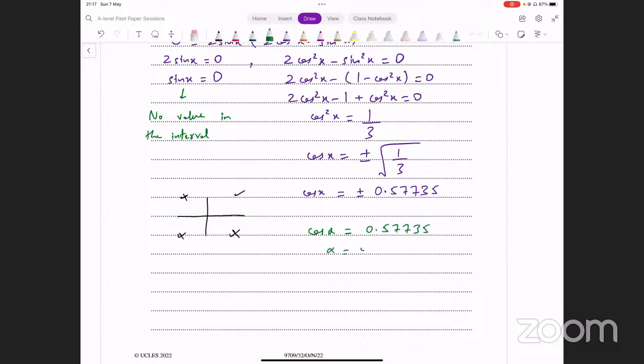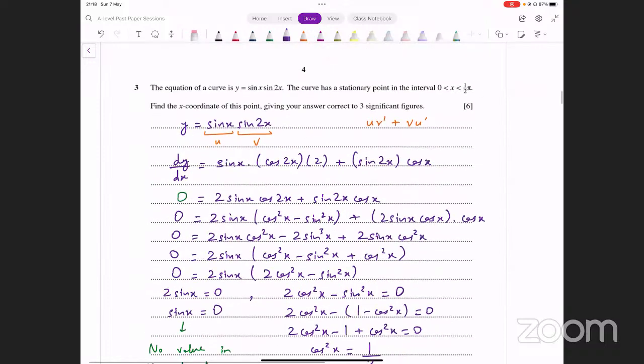Alpha turns out to be 0.955. Now, this is the basic angle that we have, and that's the only answer that we can have here because we can only be in the first quadrant. So we say our final answer therefore is 0.955. That's the x coordinate of the stationary point that we were looking for.